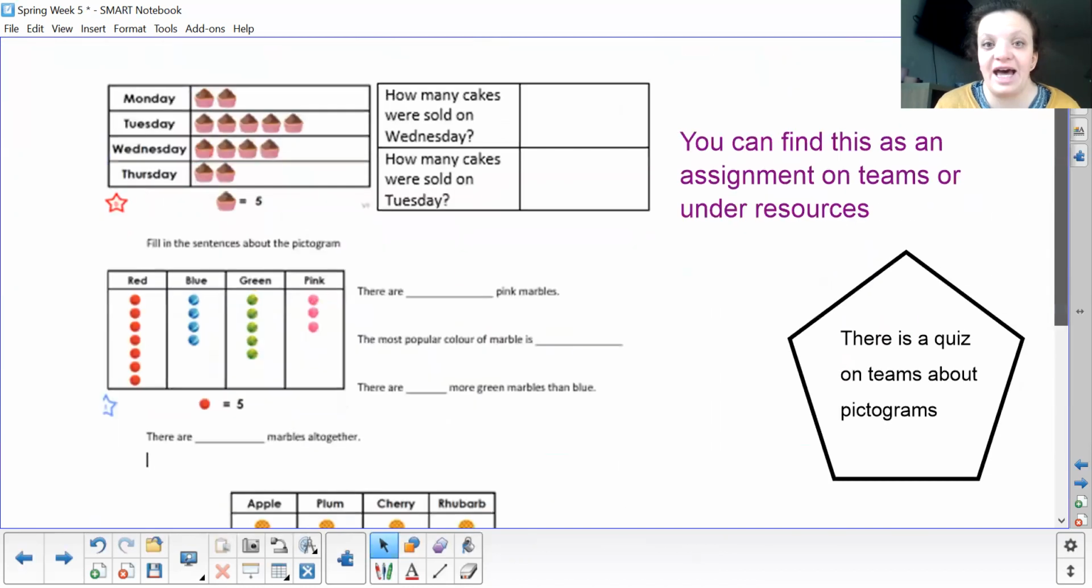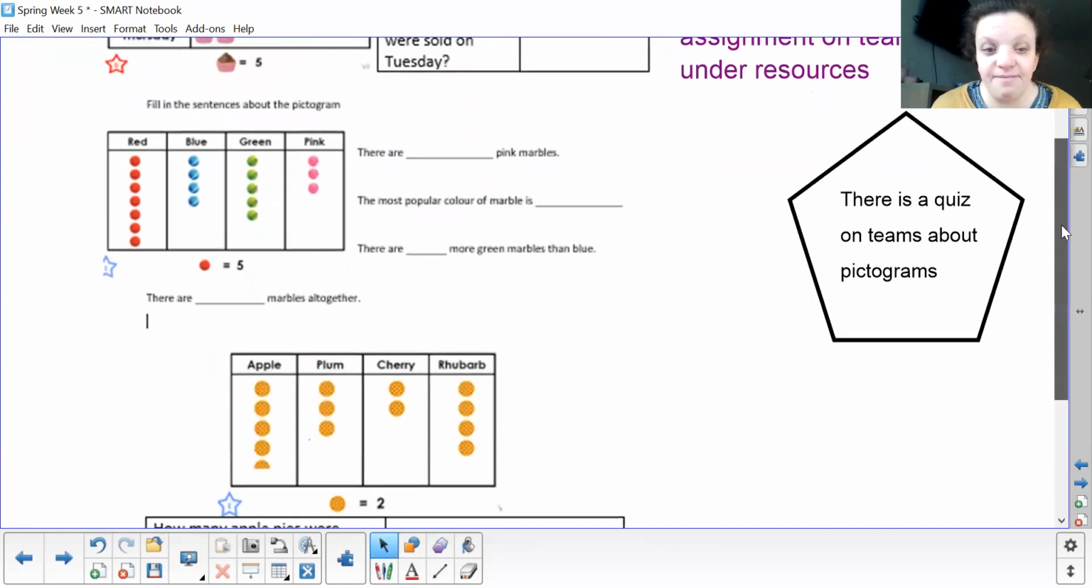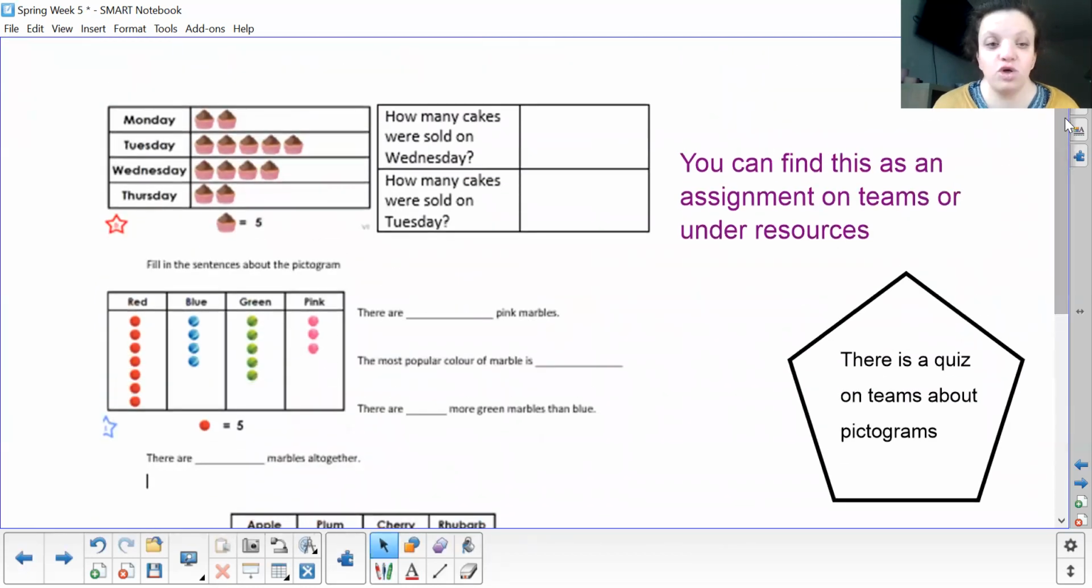Okay, so you can either do that as an assignment. I really would encourage you to go on and do the Teams quizzes and the assignments on there, because it's a lot easier for us. We can mark it straight away and give you feedback, and then you don't have to worry about emailing it to us either. But if you can't get on Teams for any reason or it doesn't suit you, then you can do this as an activity on paper and email it to us as well. But there is a quiz and an assignment to do with pictograms on there.